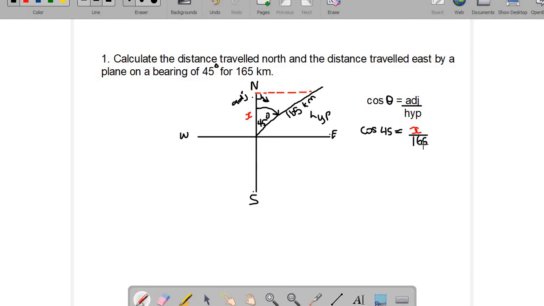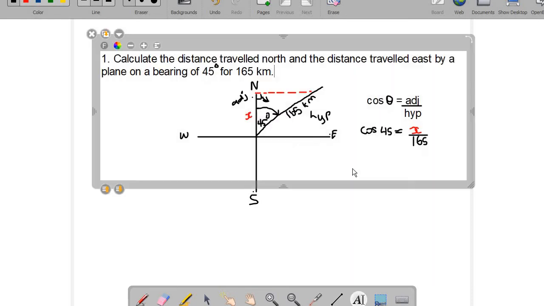Okay, so we need to find x. In order to find x, I need to get rid of this 165. But before I do that, I'm going to find out what cos 45 is. So cos 45 is 0.707 to 3 decimal places.